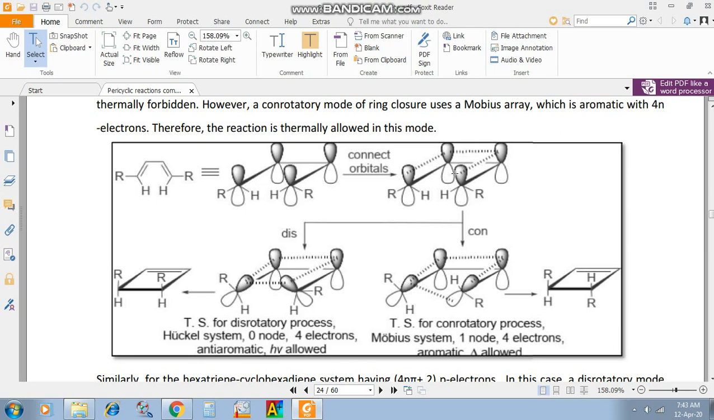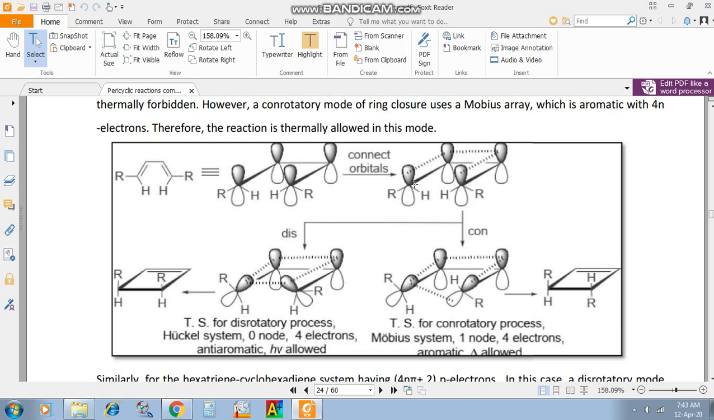Now if you are considering the con process, then this orbital will be rotating this side, in the clockwise direction, and this orbital is also going to rotate in the same clockwise direction. So both of them will be rotating clockwise. Let us assume that. Then these orbitals are already interacting like this, and what about these two orbitals, how will they interact? This one will be rotating downwards to the right side, and with that this lobe will come and it will be interacting.